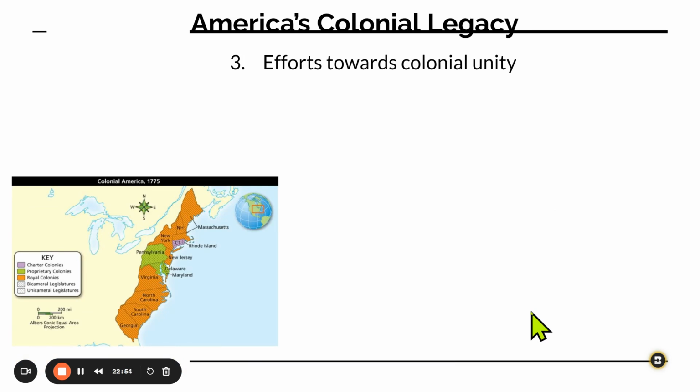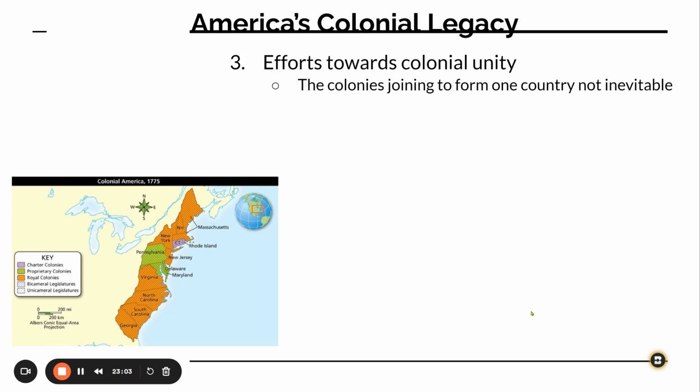The third way the colonies served as schools of government were in various efforts to unite the colonies, which you should not see as something that was inevitable. There is nothing inevitable about the fact that 13 colonies, upon gaining their independence from Britain, would agree to form a single country. The colonies were very different in terms of their policies on slavery. There were a lot of divisions. And the early efforts at unity were failures.